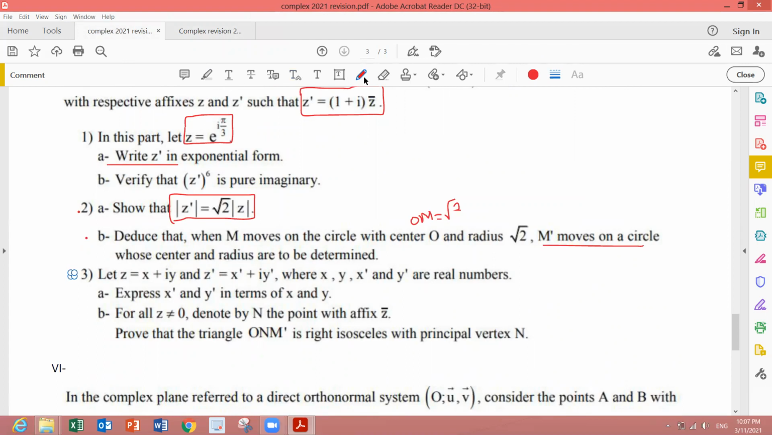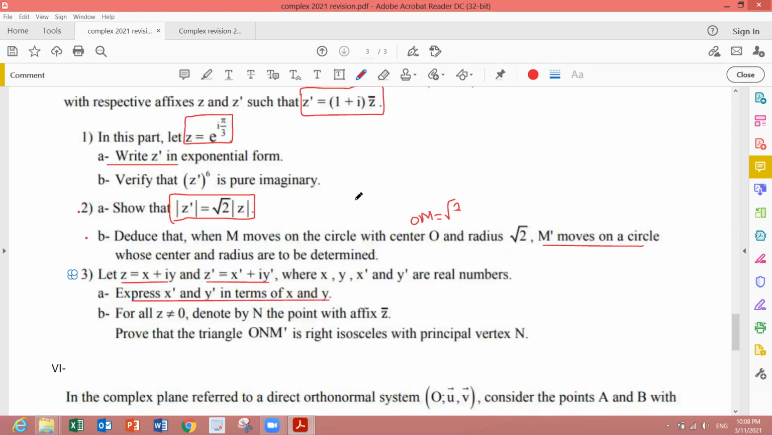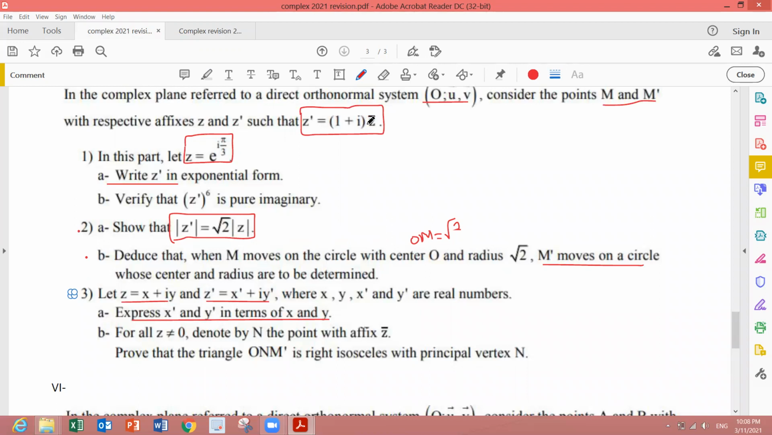Part 3. Let Z equal x plus iy and Z prime equal x prime plus iy prime. Express x prime and y prime in terms of x and y. So we go to the given relation and we put instead of z, x plus iy, then the real part is x prime and the imaginary part will be y prime.